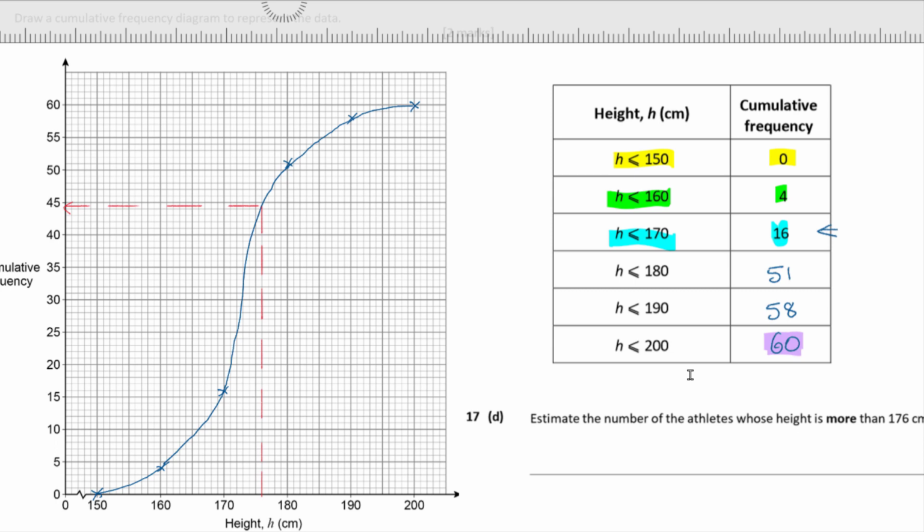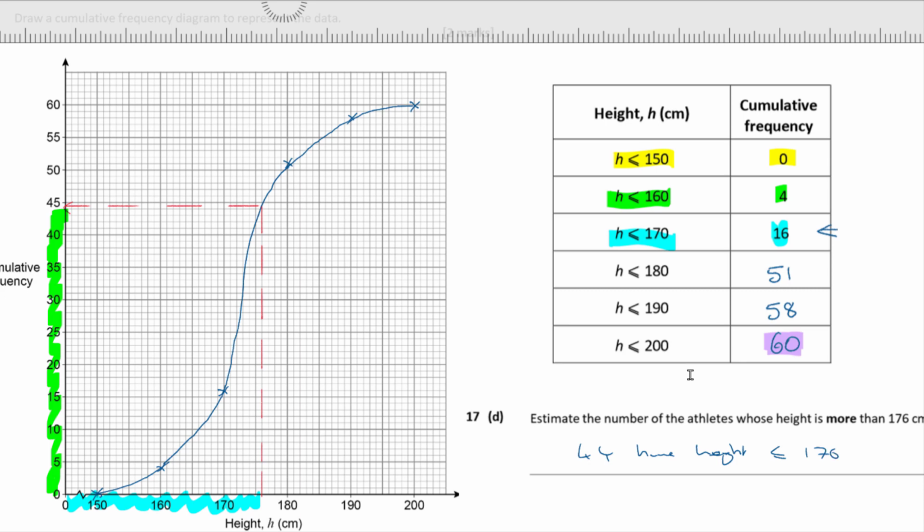So what is that telling me? Well, that tells me that 44 people, all these people down here, have a height of 176 or less. Okay, so just make a note of that. So 44 have height less than or equal to 176.